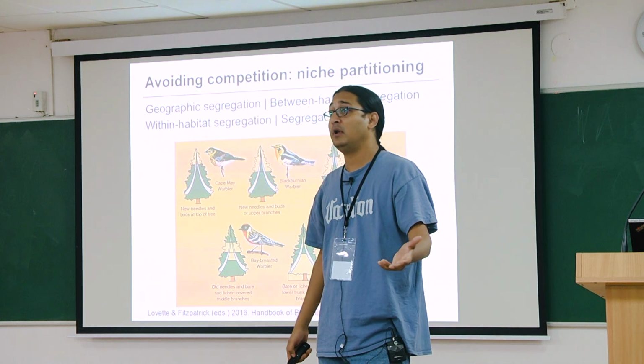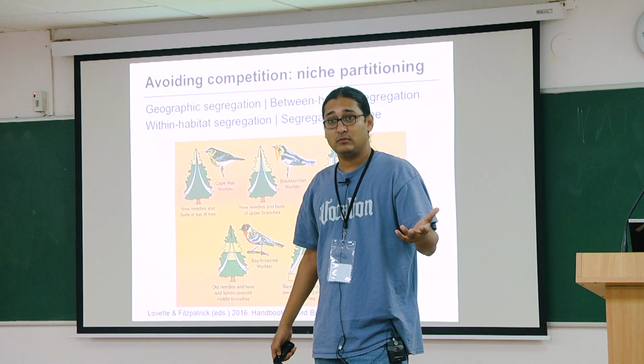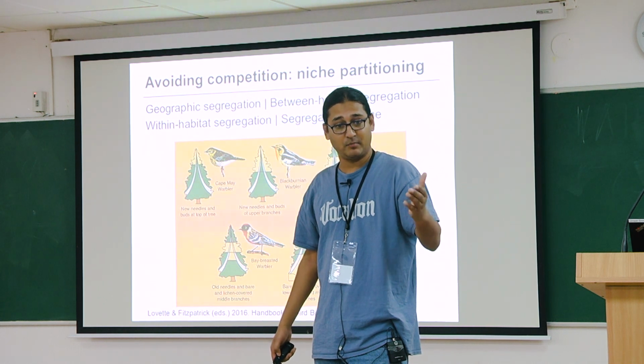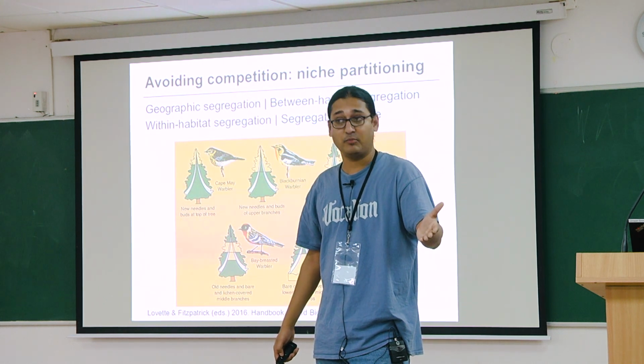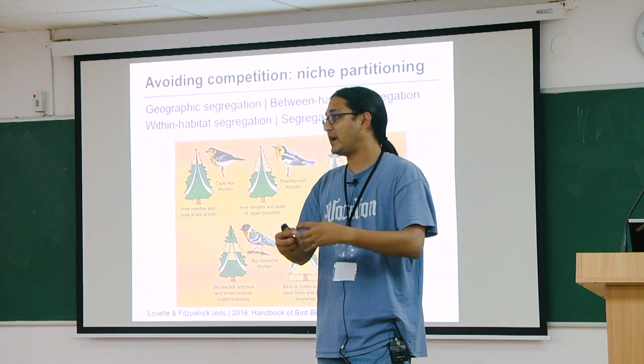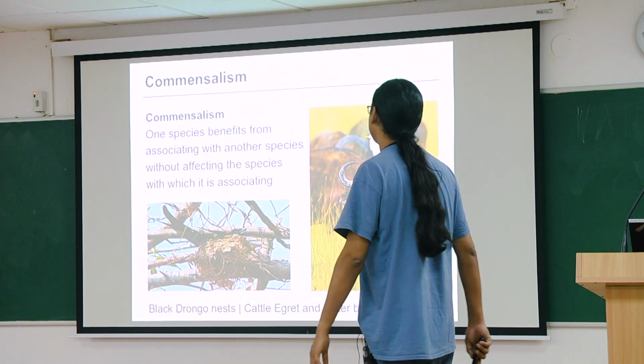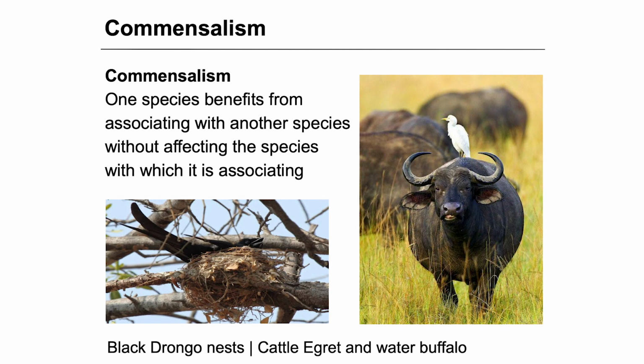For example, bats eat pollen, sunbirds eat pollen. Sunbirds will come out in the day and eat pollen, and the bats will come out at night. So there's no direct competition between these species. All right, so that was competition.